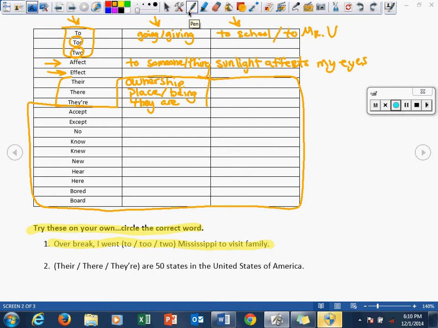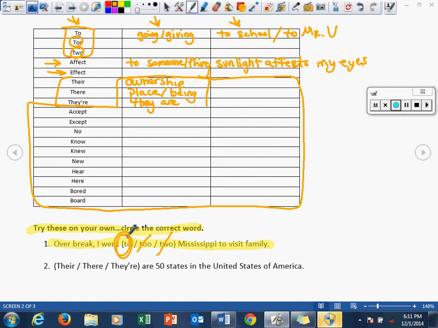All right, you're back. We're going to go over the first couple together and check our answers. So over break, I went to, it's the first one, Mississippi to visit family. This 2 that I just crossed out is the number, and so that one doesn't make sense. And this 2 means to have too much of. I had too much turkey on Thanksgiving, but it doesn't have to do with going somewhere or giving. We can look back at our notes and see that TO, our correct answer here, has to do with going. And this, over break, I went to Mississippi. That was me going to Mississippi.